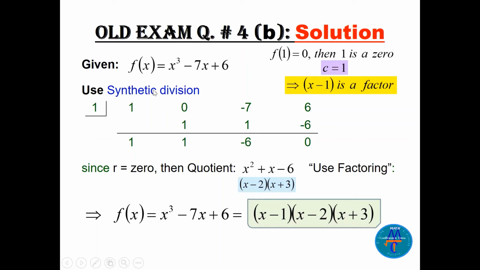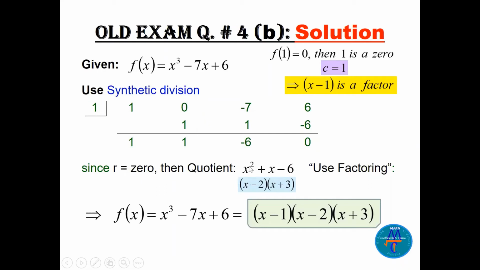So I put here 1. Remember, there's a squared here missing. So I put 0 for the squared, minus 7 and 6. I divide by 1, because f of 1 is 0. That means 1 is a 0. So I use synthetic division until I get remainder 0, and I know it is 0. So why I divided? To get the quotient.